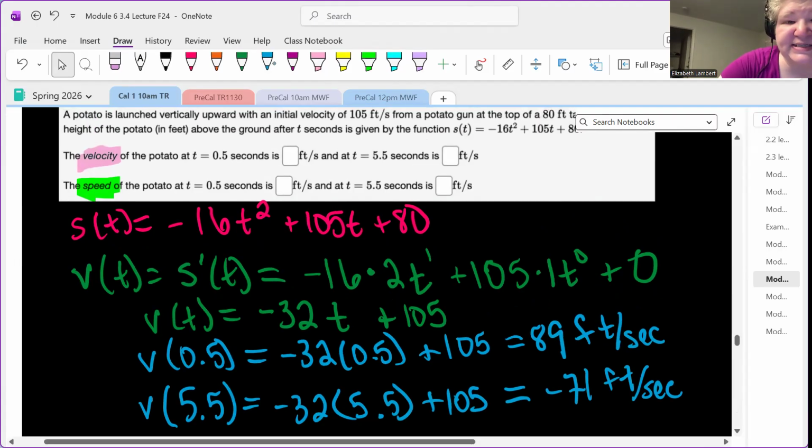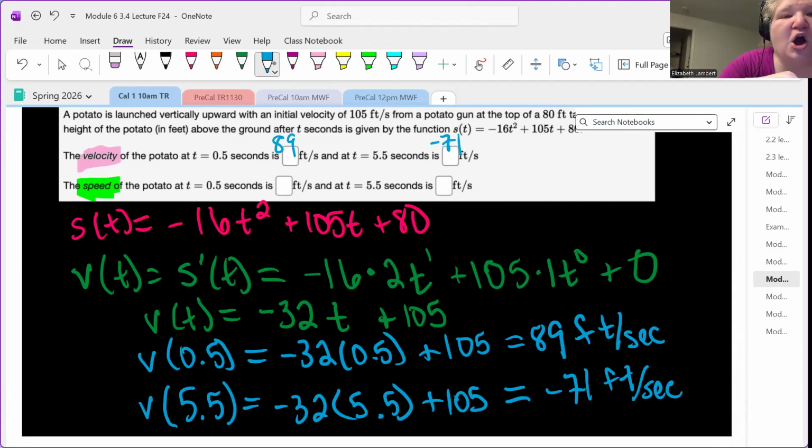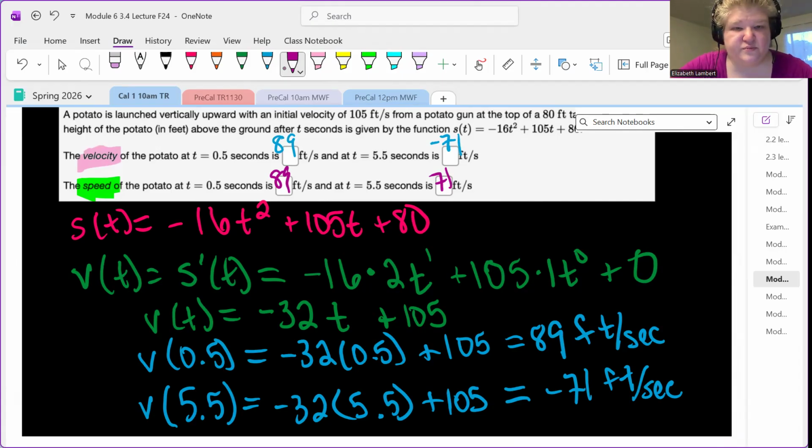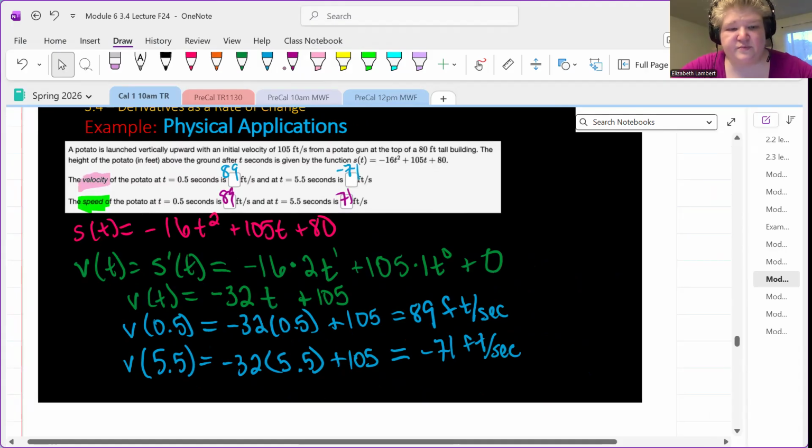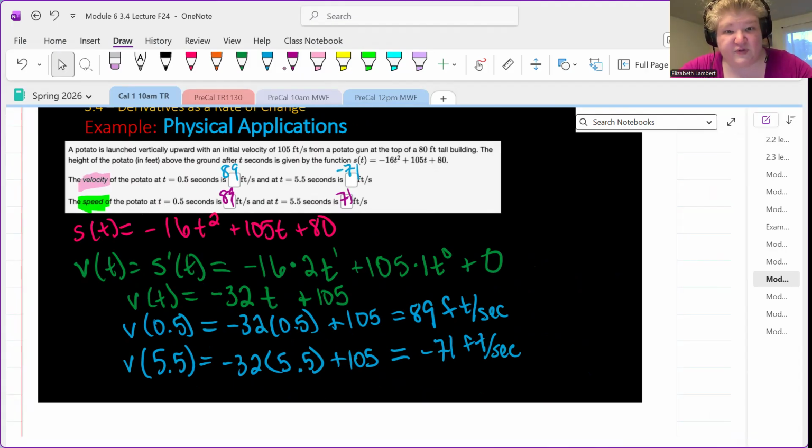So there's our two velocities, 89 and negative 71. Our speeds, though, speed is the absolute value. So I clock the potato going 89 feet per second when it's going up and 71 feet per second when it's coming down. Both of the speed numbers are positive. So that's our difference if a web work question asks you velocity versus speed. Velocity is whatever result we got from the derivative. Speed is the absolute value of those results.